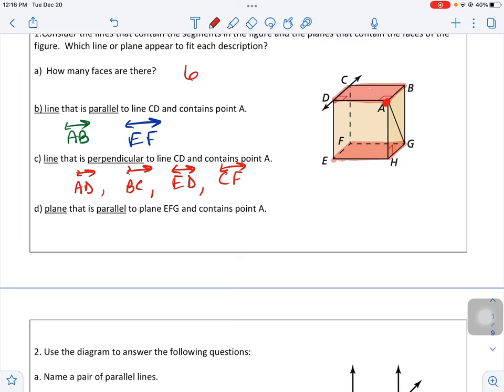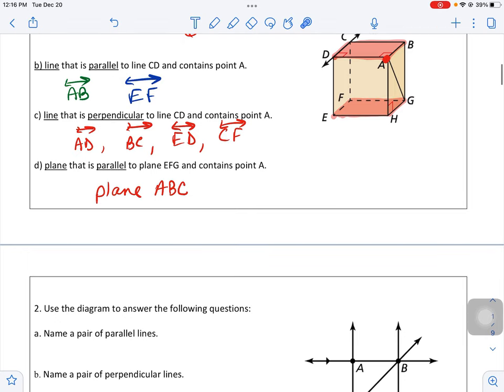So we have to talk about how do we name a plane. Planes have 3 letters. You can choose any 3 letters when it looks like this. So I'm just going to call it plane ABC. You could pick any of the 4 letters, but you need 3 of them. So any 3 of the 4. Don't forget the word plane in front, otherwise we don't know what it's called.